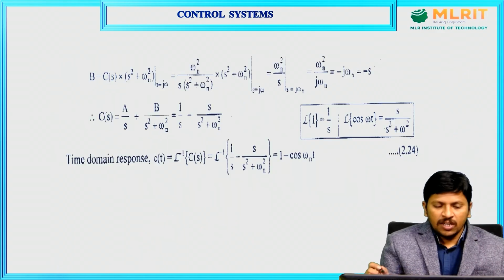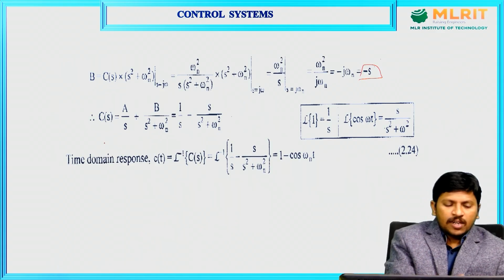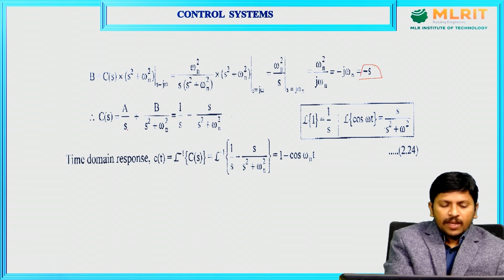Just write here. We got minus S, right? So A by S plus B by S square plus omega n square. Now here A equals 1, so write 1 by S, and B equals minus S, so minus S divided by S square plus omega n square.